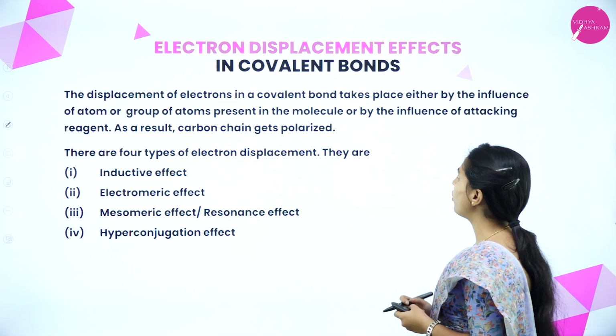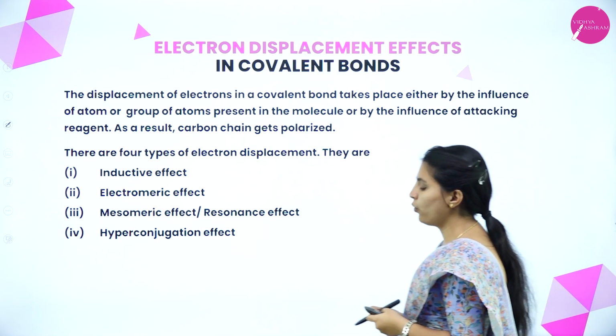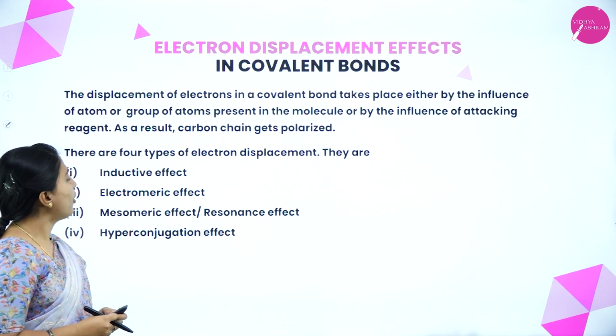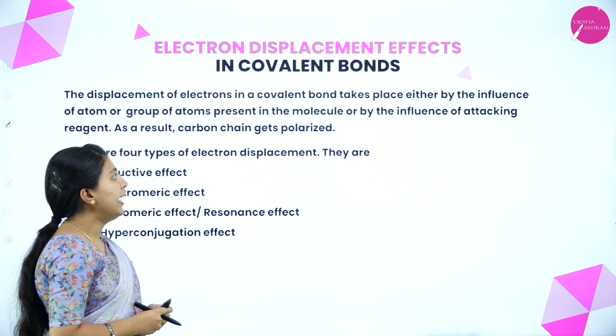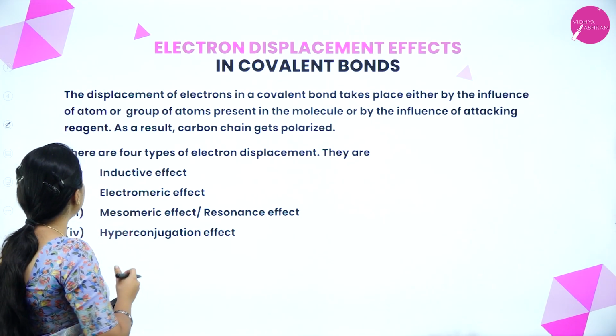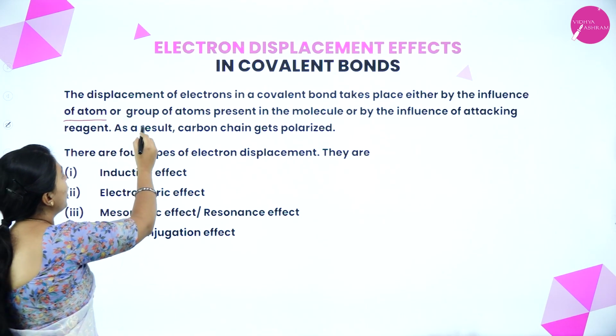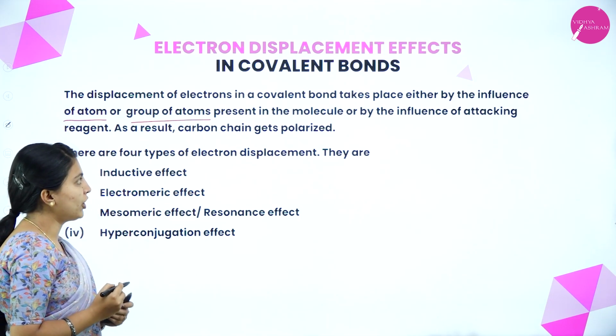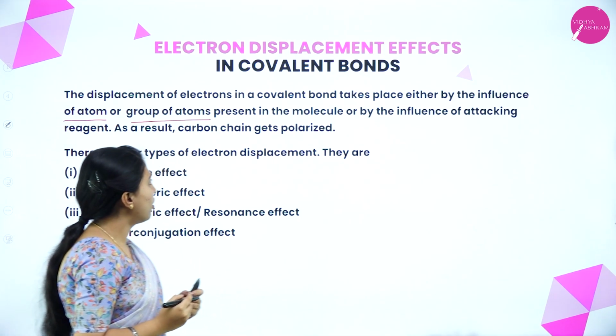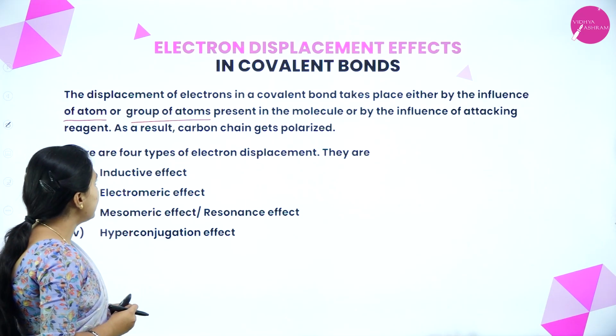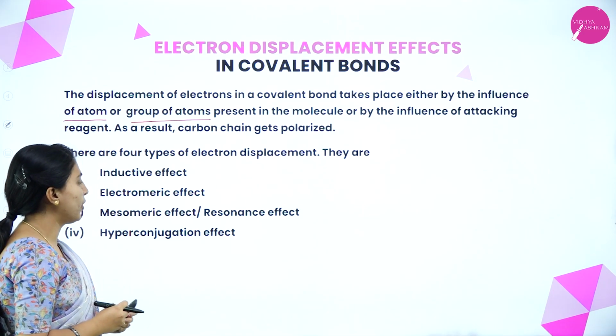First we will see electron displacement effects in covalent bonds. The displacement of electrons in a covalent bond takes place either by the influence of an atom or group of atoms present in the molecule or by the influence of an attacking reagent. As a result, the carbon chain gets polarized.